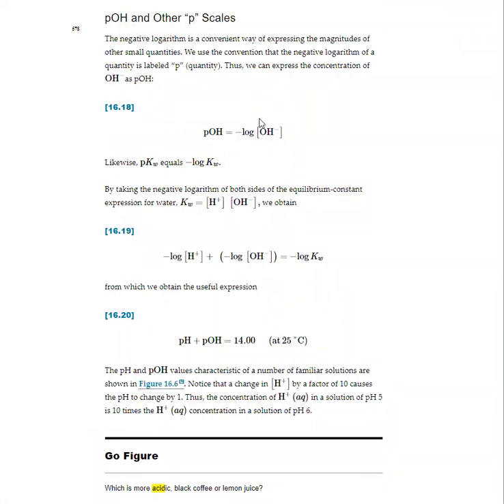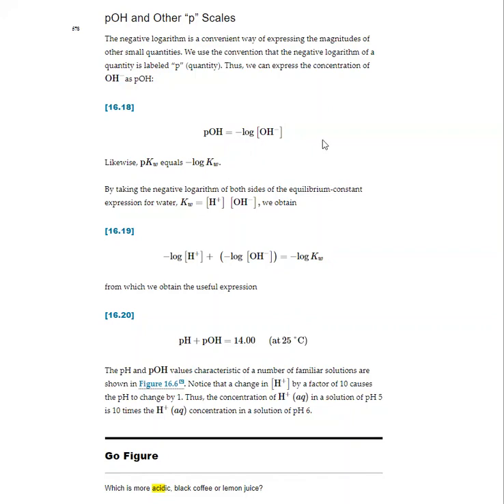So this is what I was talking about before, where the P just means negative log. So pOH, negative log of OH. Again, pH plus pOH equals 14 at 25 degrees Celsius. They're not going to give you another temperature and try and trick you like that. They just won't do that.